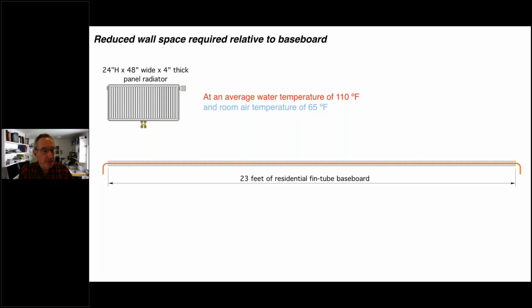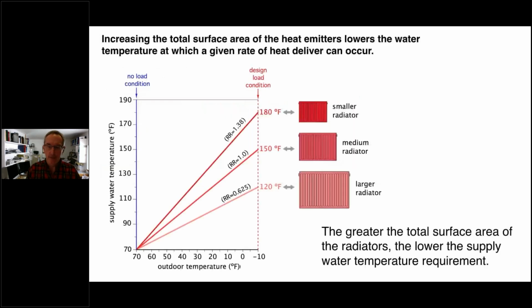So from a space standpoint, this is much more practical. Again, these are not designed for cooling, just for heating. But it shows you that, from a practical standpoint, it's more likely you could accommodate a panel radiator compared to trying to do it with fin tube. And again, as you go down in water temperature, the size of the radiator goes up.